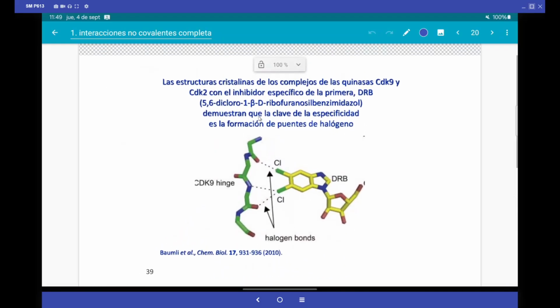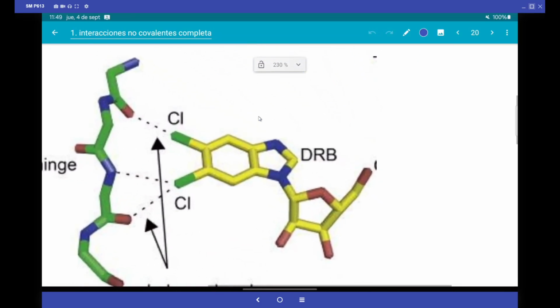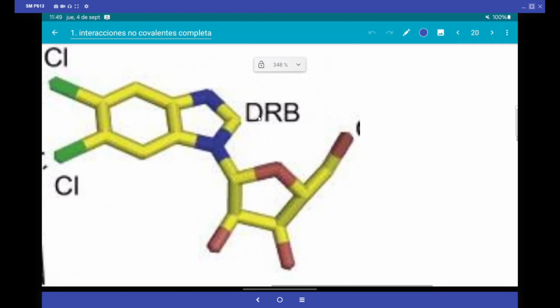We see this last one here, the crystalline structure of the kinase complexes CDK9 and CDK2, which are again stabilized by a halogen bridge. Again, we have a drug here that is imitating something in this case. What natural thing would this drug be an imitation of?